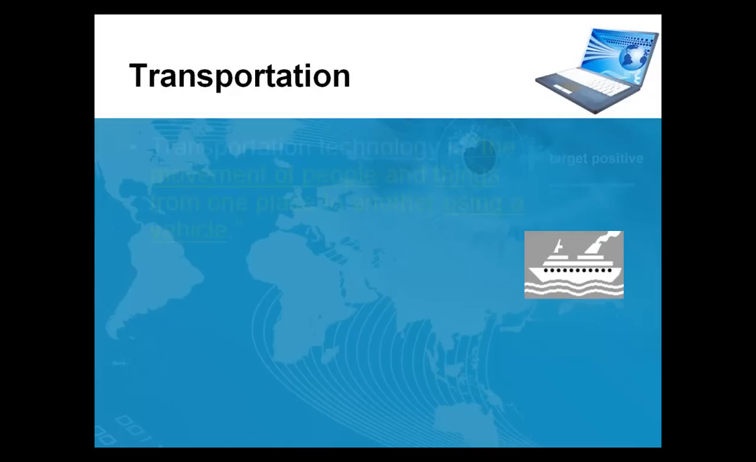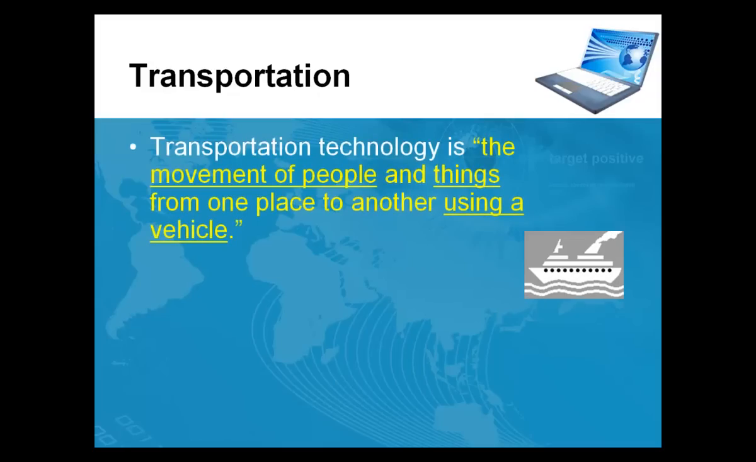Transportation technology is the movement of people and things from one place to another using a vehicle. Now, the key to talking about this in terms of technology is using a vehicle. So, for example, walking from home to school would not be considered transportation, even though we probably could argue that it is. For our purposes, a vehicle is anything that is man-made. So we're going to limit it in that way just to stay in contact with the book and keep the definition of the book.